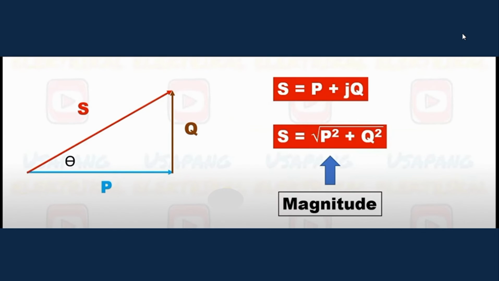Next, when we represent the apparent power in rectangular form, S is equal to P plus jQ. In terms of magnitude, S is the square root of P squared plus Q squared.